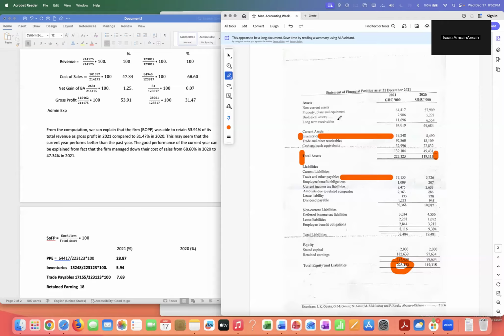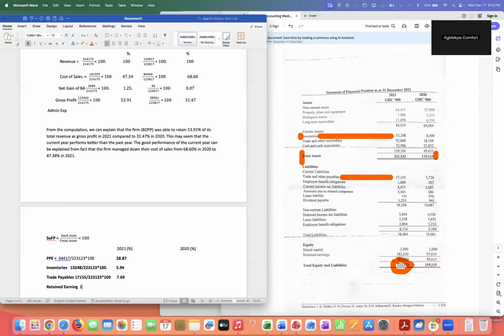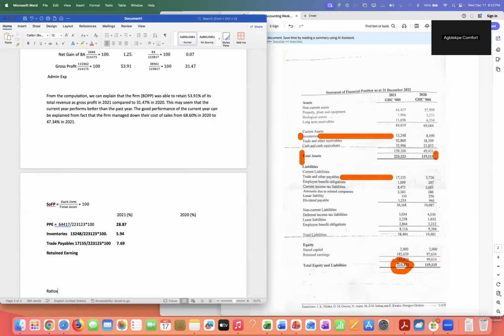All right. Let's move away from this. I had wanted us to do retained earning, but I believe we understand. So now let's move on to ratios. Financial statement analysis. We have ratios as a key element, as a key tool to perform this financial statement analysis with.